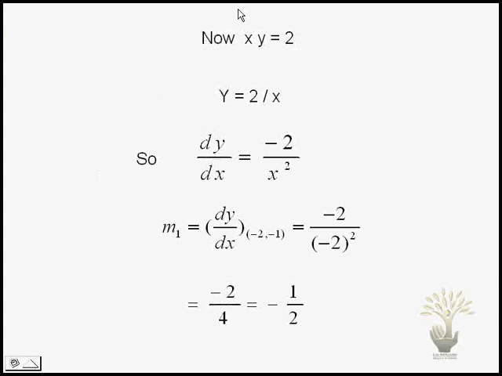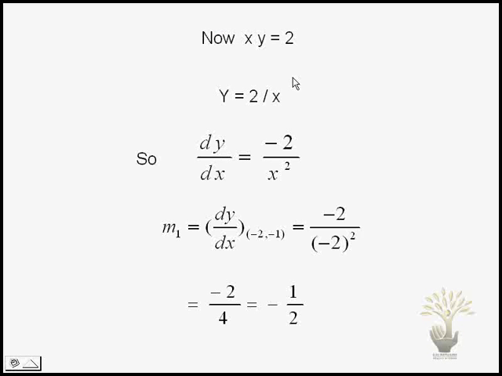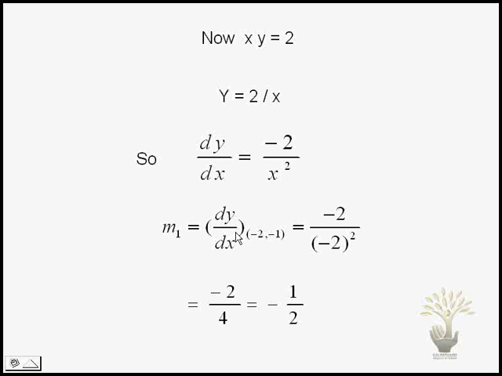Now xy is equal to 2. From this, y is equal to 2 by x. Differentiating this, dy by dx: 2 is constant, and the differentiation of 1 by x is minus 1 by x squared. So dy by dx for the first curve is minus 2 by x squared, and the slope of the tangent is nothing but the differentiation at the point of contact. The point of contact is minus 2 comma minus 1. Substituting x as minus 2, our m1 is minus 2 by minus 2 whole squared, which is minus 2 by 4, which is equal to minus half. So m1 is equal to minus half.